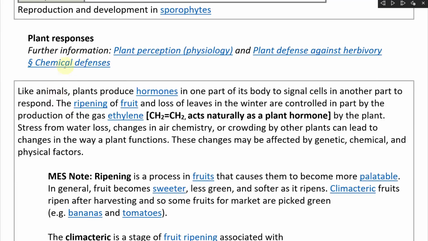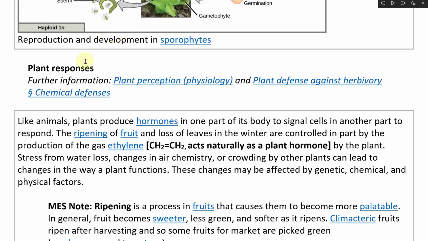Plant responses. For further information, you can go to the individual Wikipedia articles on plant perception, plant physiology, plant defense against herbivory, and chemical defenses. All right, let's continue further.